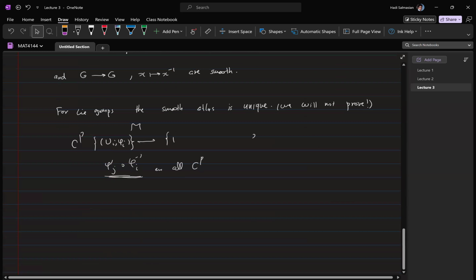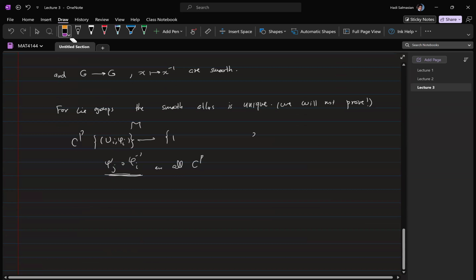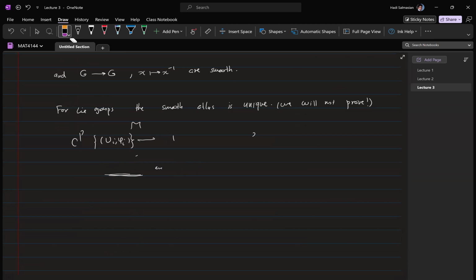That's what this condition is supposed to mean. Okay. Yeah, same level of smoothness. Pardon? They're at the same level of smoothness. That is right. If you want a CP manifold, two CP atlases are equivalent if these compositions of charts between the two are CP maps. Okay.